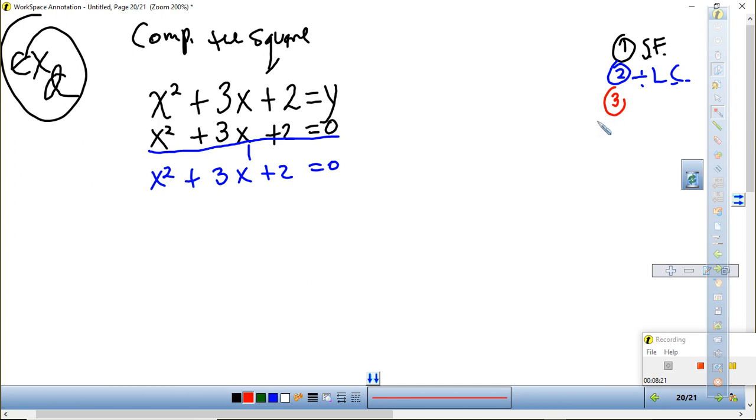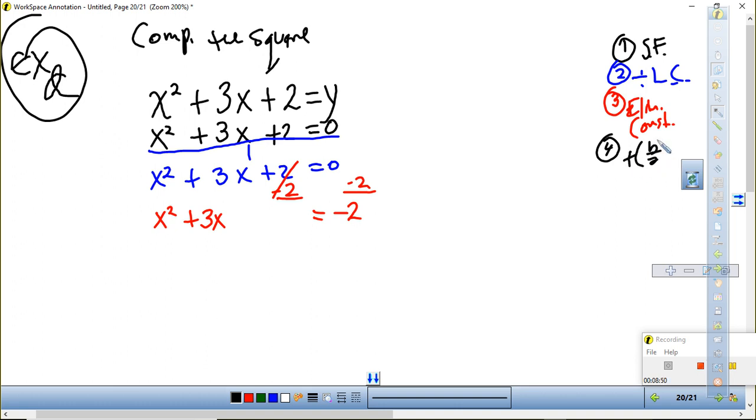Step 3. Eliminate constant. So my constant is 2, so to eliminate that, we subtract 2, subtract 2. We end up with x squared plus 3x, leave a blank, equal to negative 2. Step 4. Add b over 2 squared. What is b here? 3. So we add 3 over 2 squared to each side.